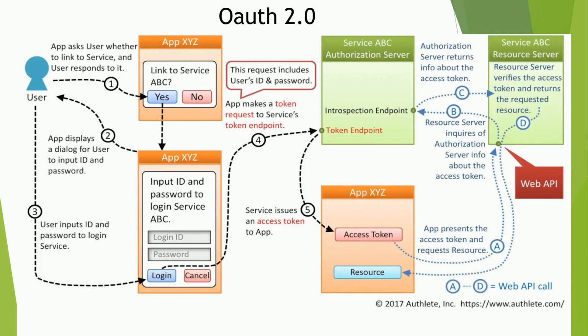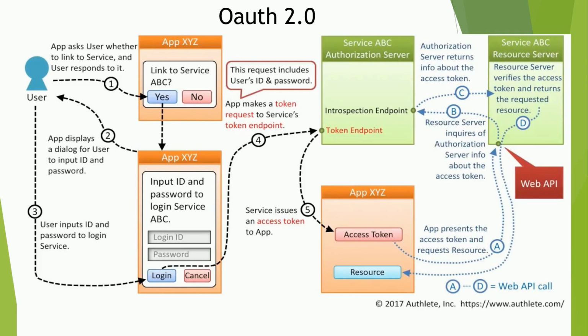So let's go. In this case, you are a user. The first step is the app asks the user whether to link the service and respond. So basically, you are a user, you want to enter Udemy. This is the first part in which you will enter Udemy. Udemy will give you the option to enter via Google. So basically this is the Google page, in which the second step is the app dialogues for a user to input ID and password. This is where we will enter the ID and password of our Google account.